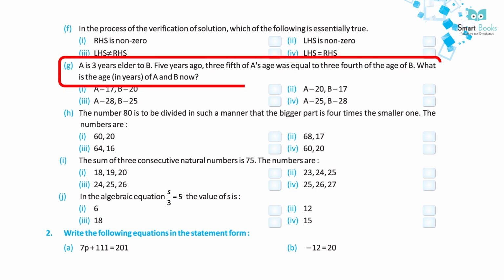G. A is 3 years older than B. 5 years ago, 3/5 of A's age was equal to 3/4 of the age of B. What is the age in years of A and B now?